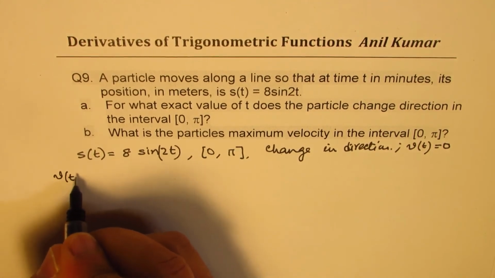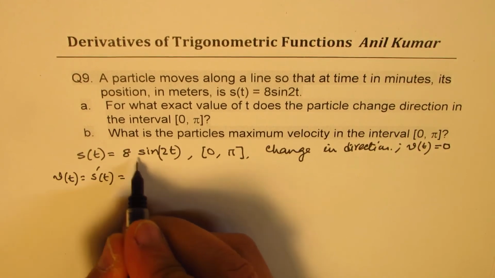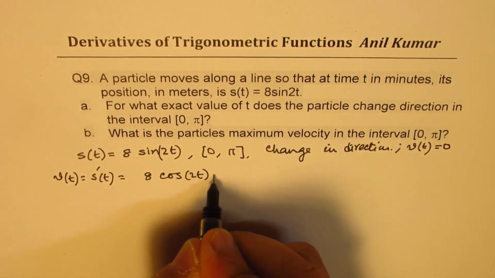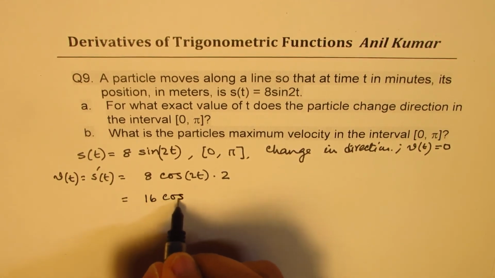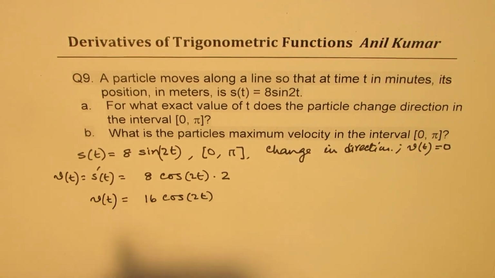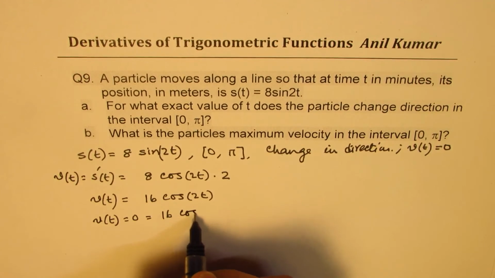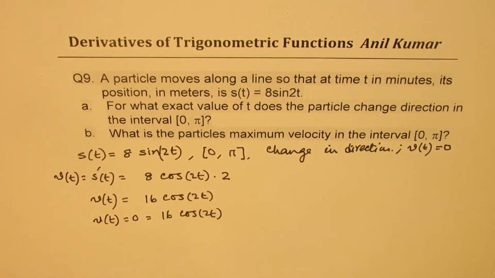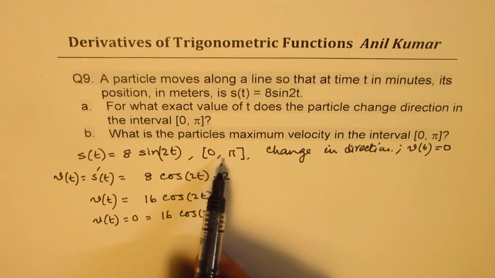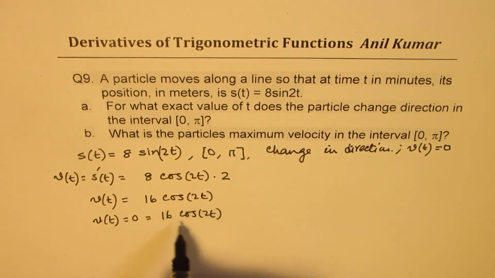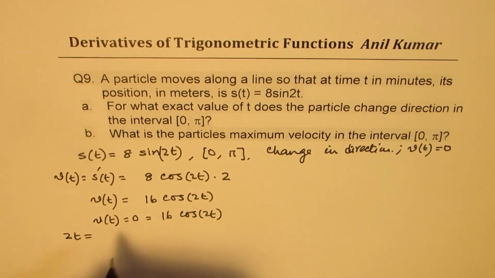Correct? So velocity is the derivative of displacement. That gives you 8 cos 2t times 2, right? Which is the same as 16 cos 2t, which is the velocity. Now, to find the critical number, let's equate this velocity to 0. So we get 16 cos 2t equals 0. Now, when is this equal to 0? Well, cos is 0 within this interval at pi by 2, correct? So this function will be 0 for 2t equals pi by 2. Correct? So that implies that t equals pi by 4. So that is our answer, correct?